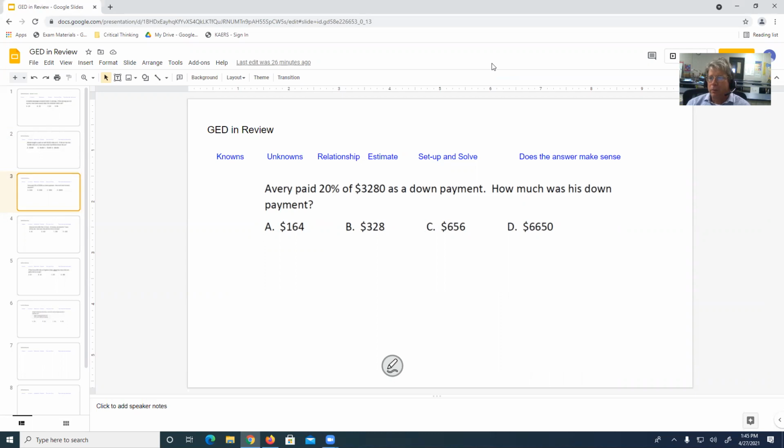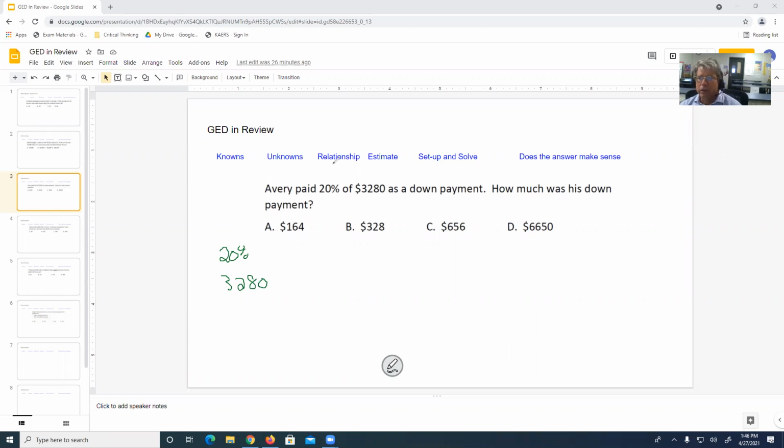So this is a percent problem, and a percent is kind of like fractional math. Percents represent a portion. Avery paid a portion of $3,280 as a down payment. How much is his down payment? So the known is this 20% down. That's the portion that he put down. And we do know that the whole amount was this 3,280. So he didn't pay the whole 3,280, he only paid a part of it.